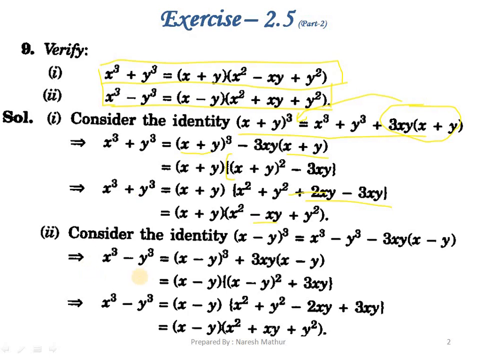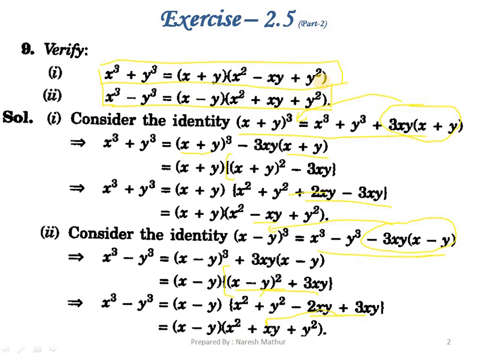So we have the identity of x cube plus y cube, that is x plus y into x square minus xy plus y square. Similarly, in the second case we will consider the x minus y whole cube identity. x minus y whole cube equals what? x cube minus y cube minus 3xy into x minus y. In this we will also shift this term to this side. So we'll have x cube minus y cube equals x minus y whole cube plus thrice of xy into x minus y. Here we can take x minus y as common, so we have x minus y whole square plus 3xy. Now we need to expand it again. x minus y whole square equals x square plus y square minus 2xy, plus 3xy. So the minus 2xy and plus 3xy will give us positive xy, and x square plus y square is there. So we have this identity.